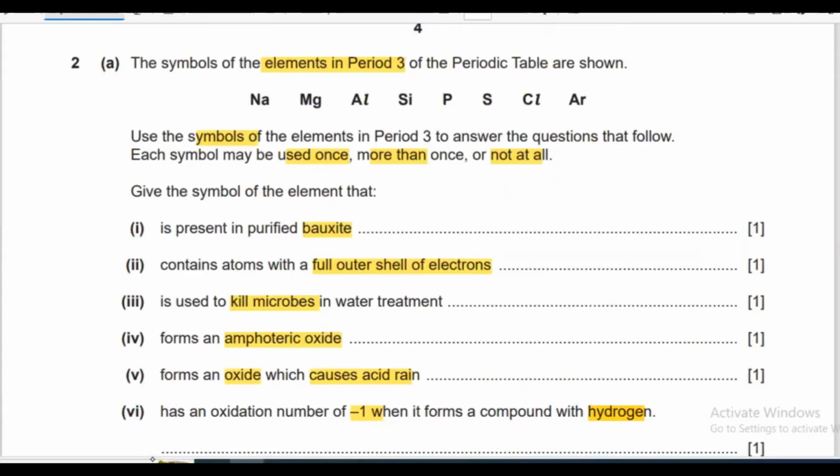The symbols of the elements of period 3 of the periodic table are shown. These are some symbols of the period 3 elements. The question type is the same: each symbol may be used once, more than once, or not at all. Is present in purified bauxite. Bauxite is the ore of aluminium, and that is aluminium oxide. So aluminium is present in aluminium oxide, so aluminium is the answer.